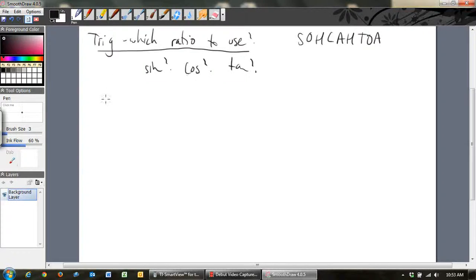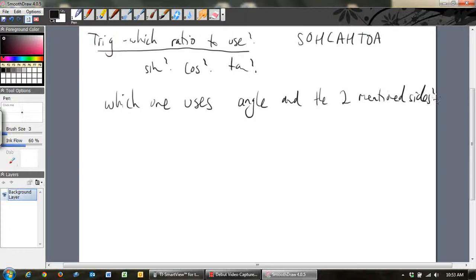And so what we're looking at is which one uses the angle and the two mentioned sides. The two mentioned sides, what I mean by that is, if you're given the length of a side or you're trying to find the length of a side, then they're the sides that we're interested in. Okay, so I think I'll just go straight to a quick example before I get into some proper examples.